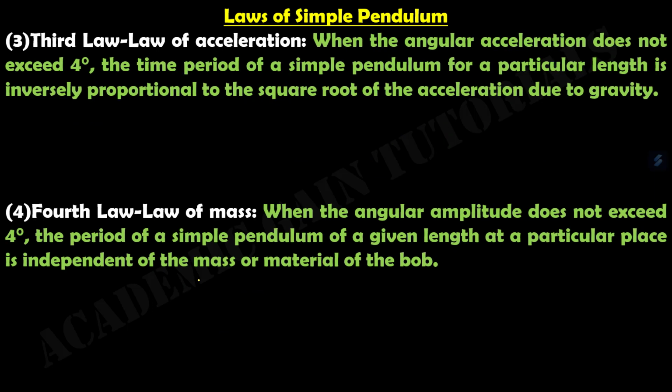So what is the third law? The third law says that the time period of a simple pendulum for a particular length is inversely proportional to the square root of the acceleration due to gravity. So if our length is constant and our place is varied, then the time period of the simple pendulum will be inversely proportional to the square root of the acceleration due to gravity.